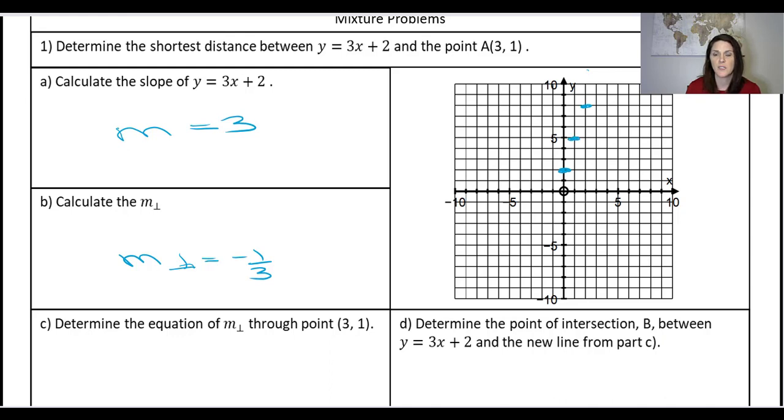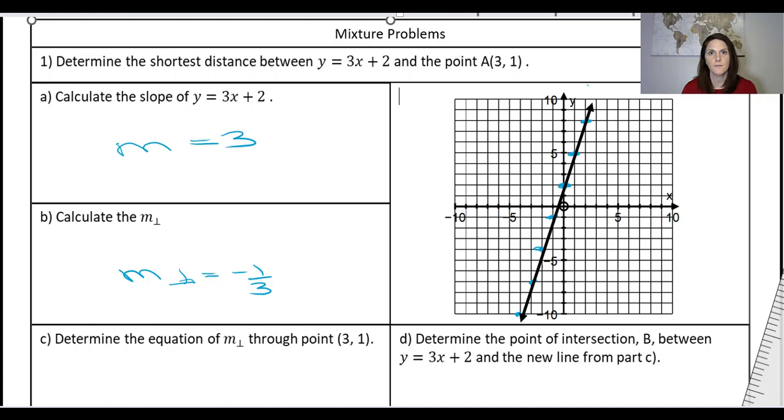If we run out of space, we could also go back to our original y-intercept, and we could go down 3 to the left 1. Go ahead and connect your dots with a ruler. Next, we're going to go ahead and plot the point (3, 1).